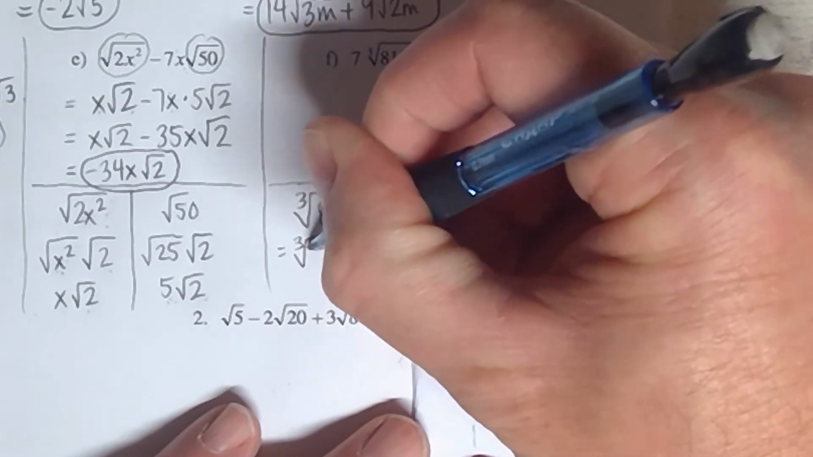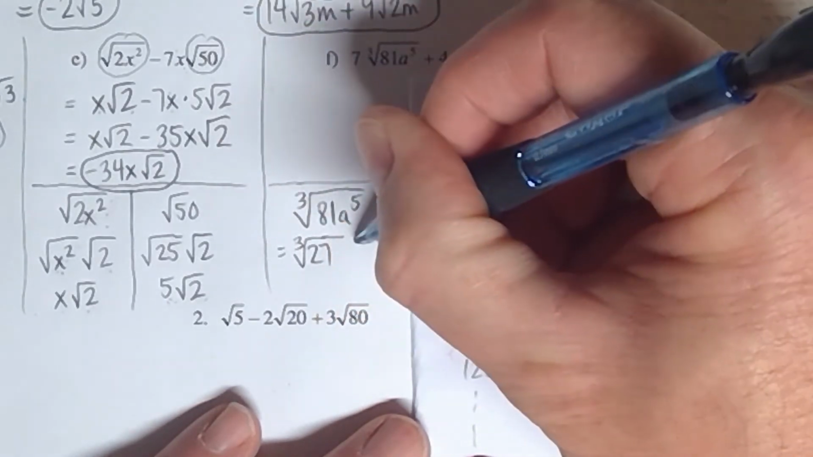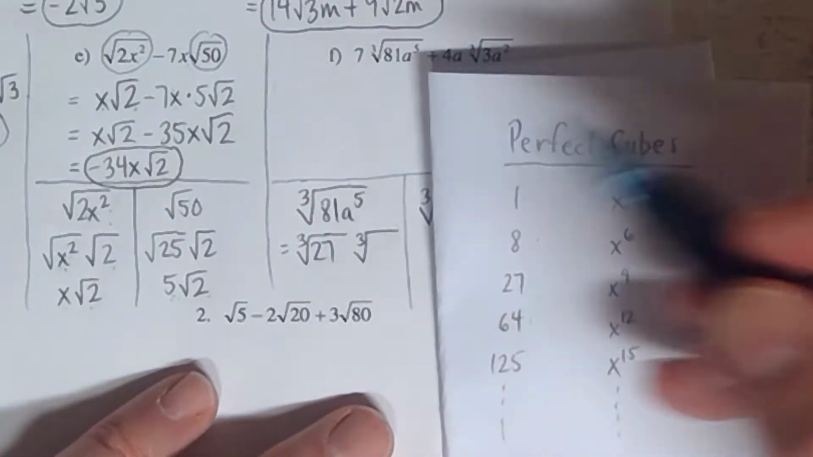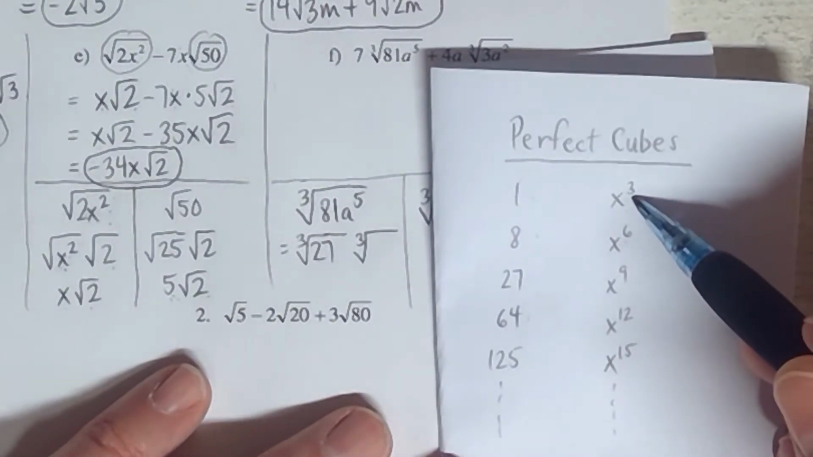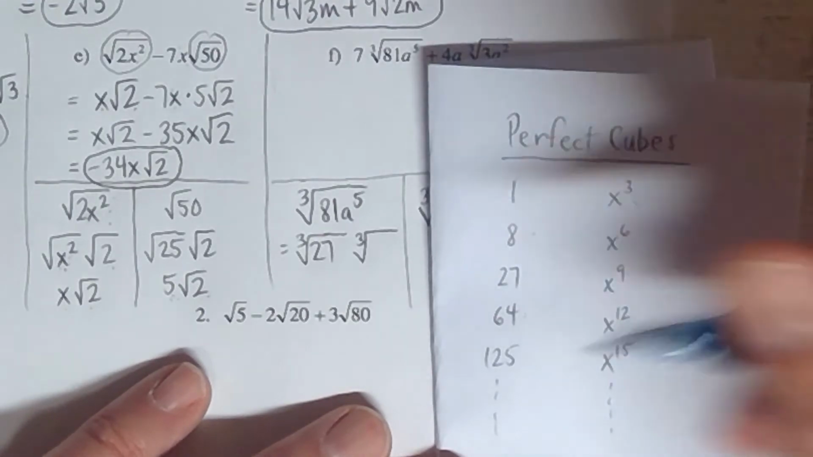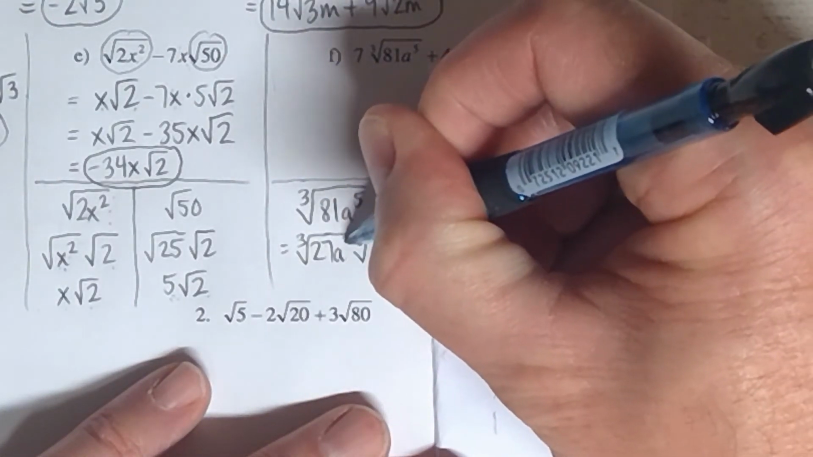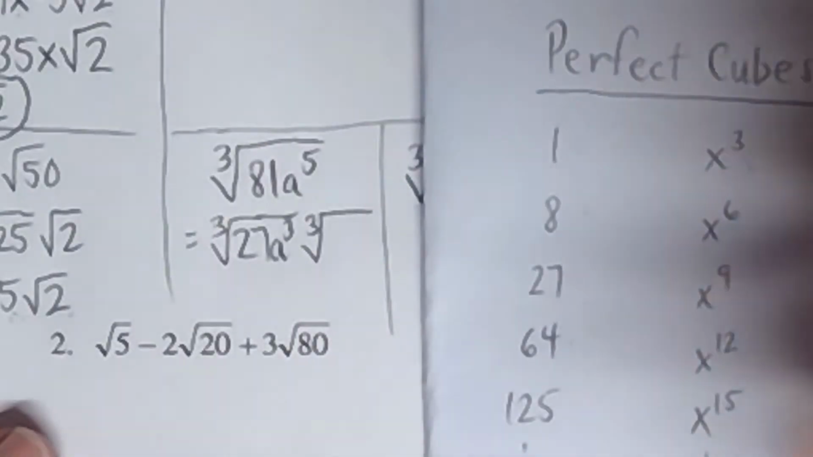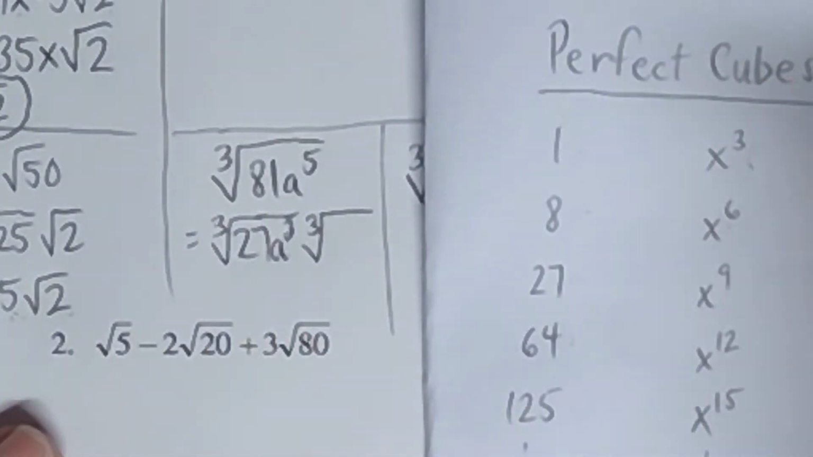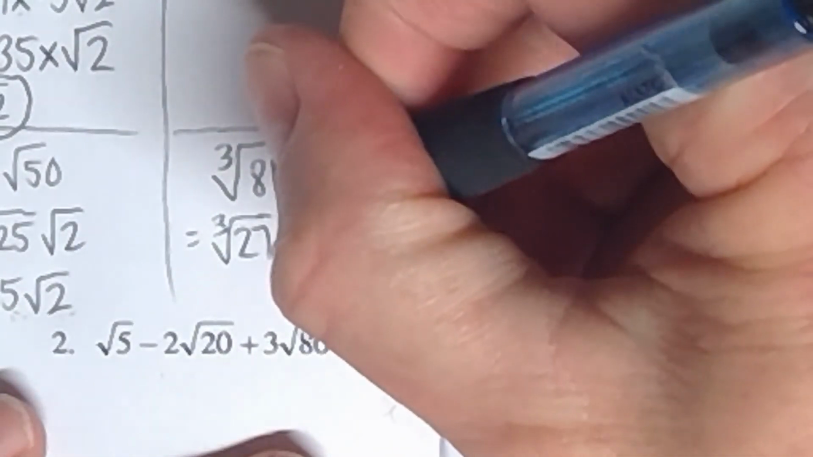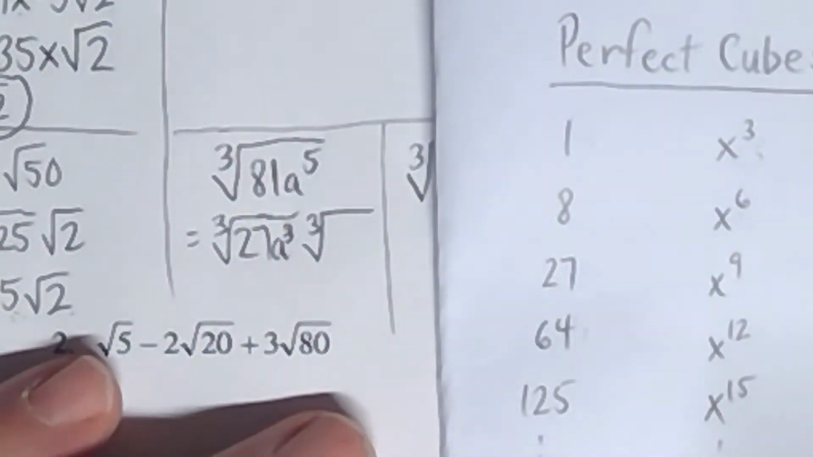So 27. Now, you also have to do the variable part. The variable part says a to the fifth, and what's the largest exponent that's not bigger than 5? It would be a to the third, wouldn't it? A to the sixth would be too big. So I'm going to factor out a to the third. Okay, I'm sorry, let me make that a little more clear for you there. 27, a to the third.